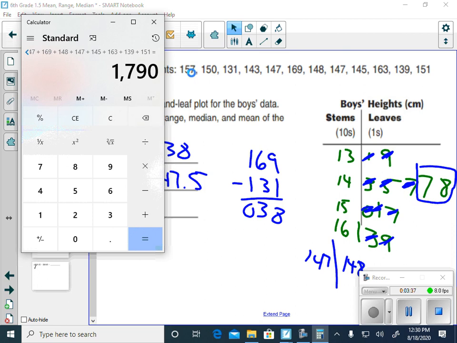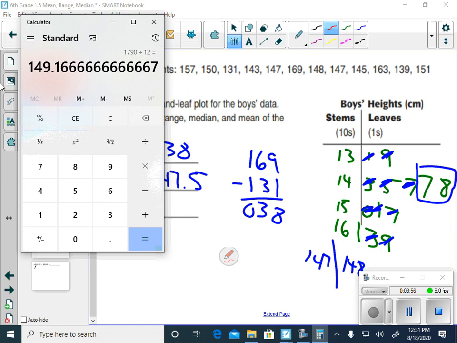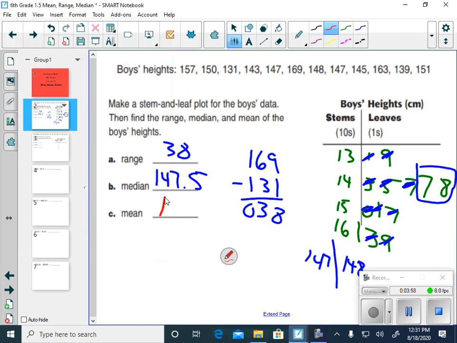How many numbers do I have? 1, 2, 3, 4, 5, 6, 7, 8, 9, 10, 11, 12. Divide this number by 12. My mean is 149. I'm not going to round it up, so 149 will be my mean. That's how you solve the mean of that data.